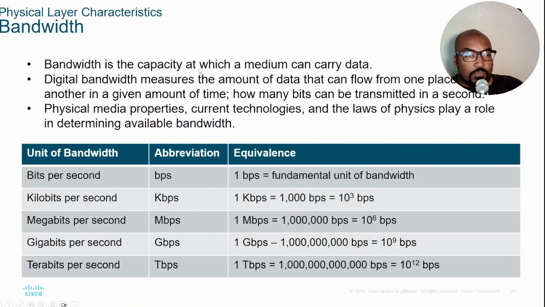Bandwidth is the capacity in which a medium can carry data. I'm going to give you a cool representation of that here in a second. Digital bandwidth measures the amount of data that can flow from one place to another in a given amount of time. How many bits can be transmitted in a second? Physical media properties, current technologies, and laws of physics play a role. Absolutely. So take a look at this. You may have heard a lot of these acronyms, gigabits per second, megabits per second, kilobytes. This is essentially all the breakdowns on how those equate to each other.